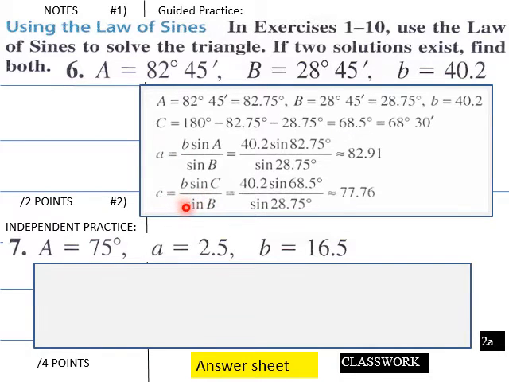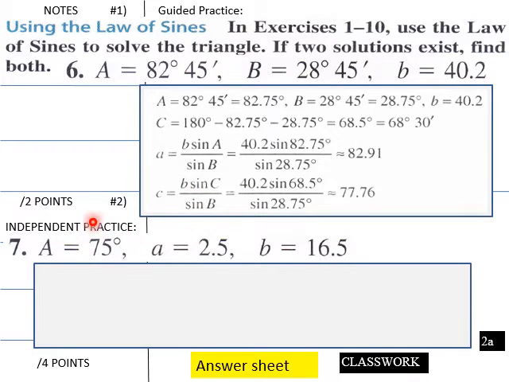And then for side c, we go b sine C, so the length of b, which is 40.2, b sine A, 40.2 sine 82.75 over sine 28.75, and we come out here with this dimension for side a. And then again for the length of side c, we plug in our values here, and we come out with 77.76 for the length of side c.